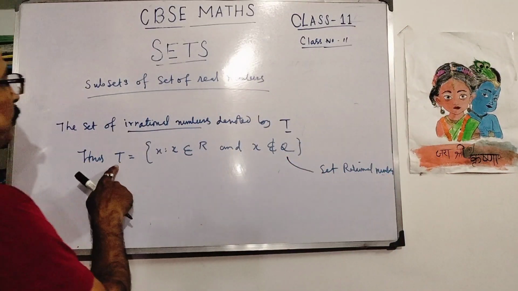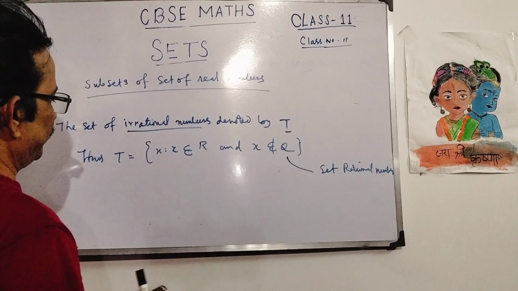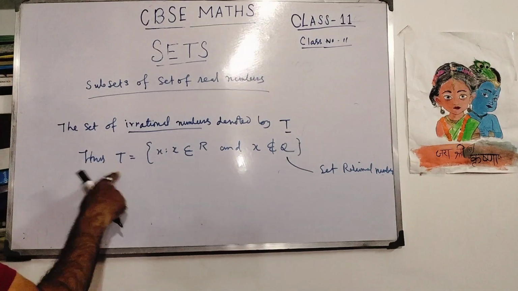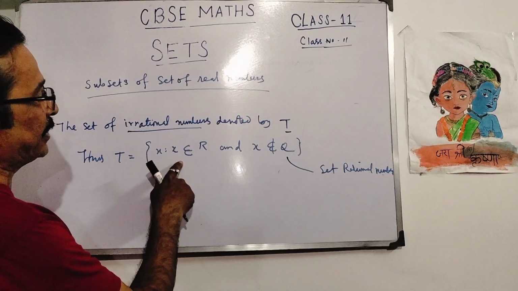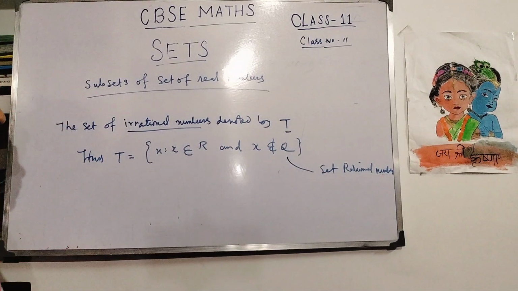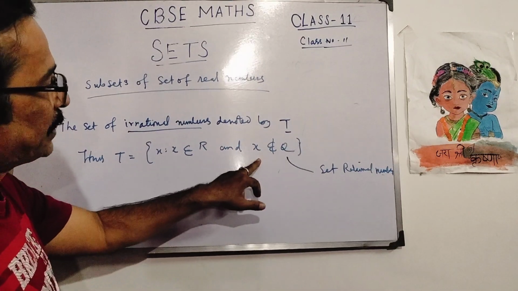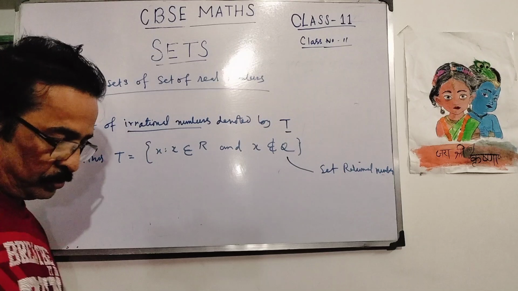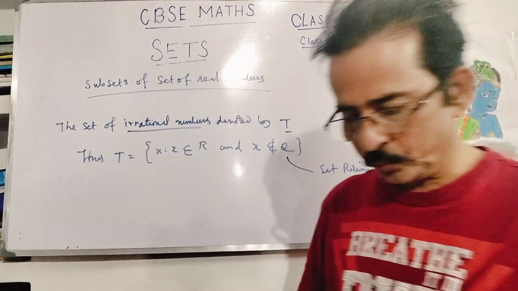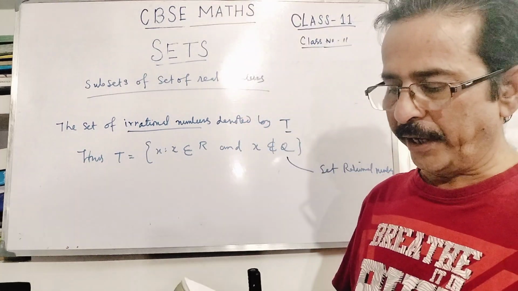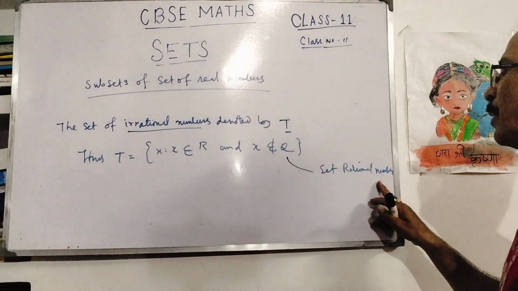So T is the set of irrational numbers, symbolized by T, and X is an element such that X belongs to R and X does not belong to Q, where we know that Q is the set of rational numbers.